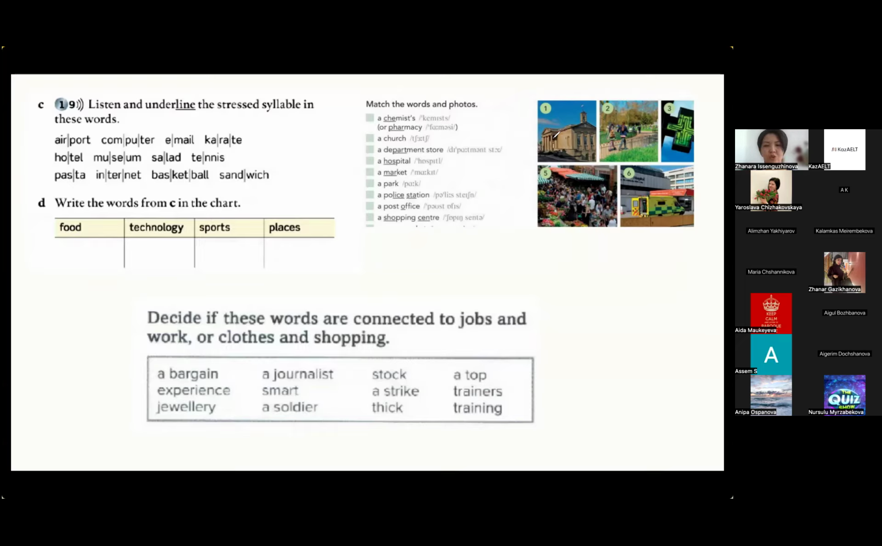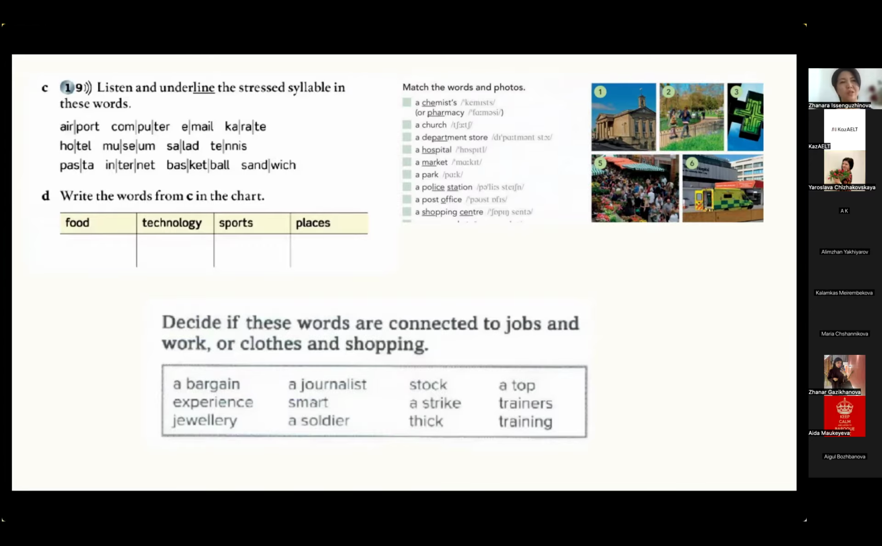A lot of my students actually complain about this, like, what are we, like a 5-year-old kid or something? Then I'm trying to explain to them how working memory actually works, right? So matching exercises. What else? Also deciding if this word is connected to jobs, clothes, work, or shopping here. Just let them use them, but not in their speech. Probably just using this.